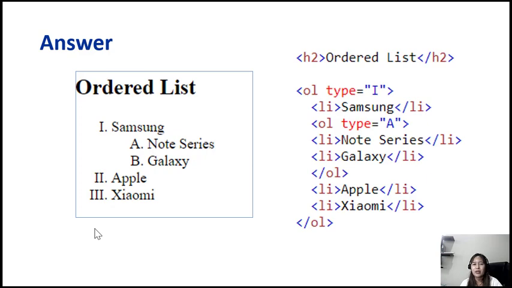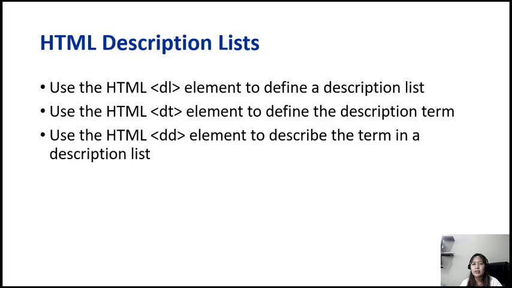Okay, so you might want to try and pause the video again and see if you could do that on your own. But in the meantime, I'm going to continue the discussion with the third type of list, which is what you call the HTML description list. So the HTML description list consists of three elements.